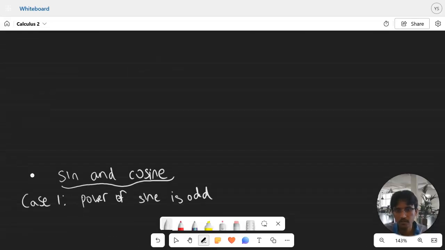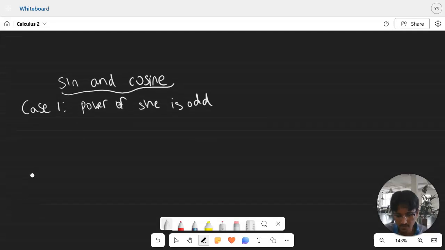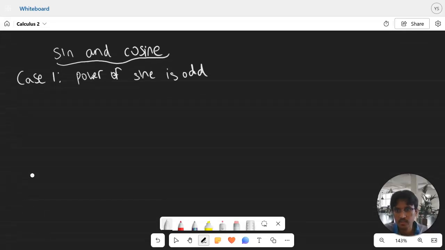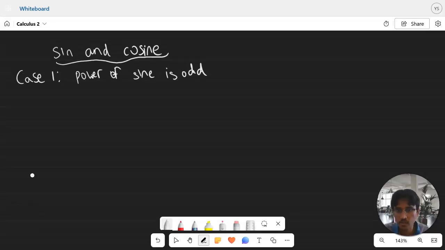Okay, so now let's talk about some cases of how we could see integration problems. Starting with sine and cosine. Again, we have sine, cosine, tangent, and secant. So let's start first with sine and cosine. Here we have a couple of cases. The first case is when the power of sine is odd. What do we do when the power of sine is odd?